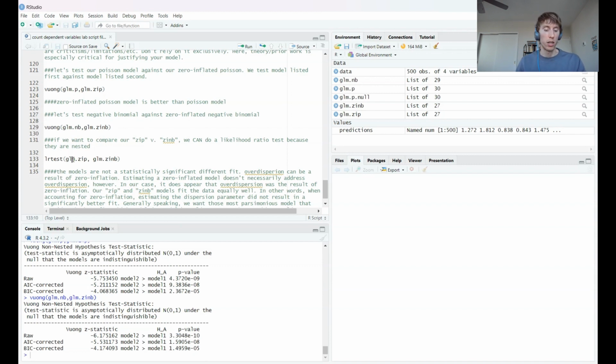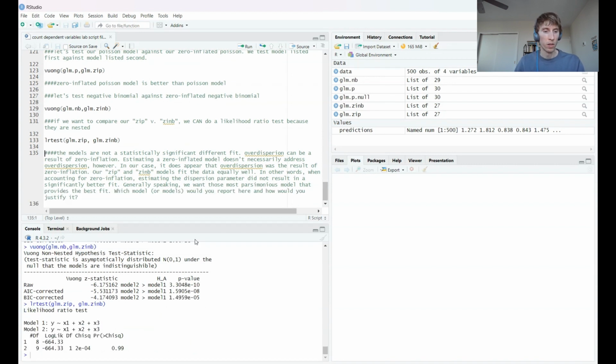And then finally, to compare the two zero-inflated models, we can use the likelihood ratio test because these models are nested. In this case, basically no difference. So what would you do in a situation like this? Well, it could depend on, of course, several factors. But in this case, probably the best model to go with might be that zero-inflated Poisson model.